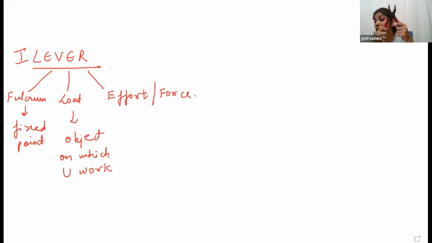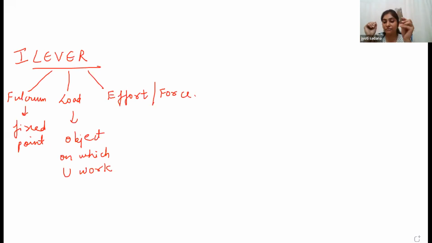Where will be the effort, or where I will apply the force? Yes, Yash, Proma, bottom. Yes, very correct. At the bottom side, I am going to apply the force. So here also the fulcrum is in the center. The load is at the top and the effort is at the bottom. Let me take one different example.